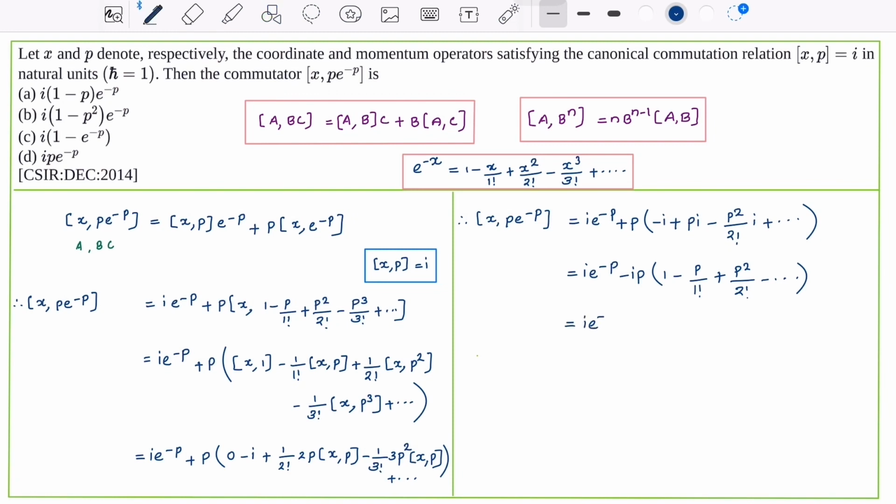Now, this is equal to i e raised to minus p minus i p into 1 minus p by 1 factorial plus p square by 2 factorial minus etc. It is e raised to minus p. Therefore, our answer is i e raised to minus p into 1 minus p. Therefore, we can say the commutator of x and p e raised to minus p is i times 1 minus p e raised to minus p. Therefore, from the given options, we can say option A is the right option.